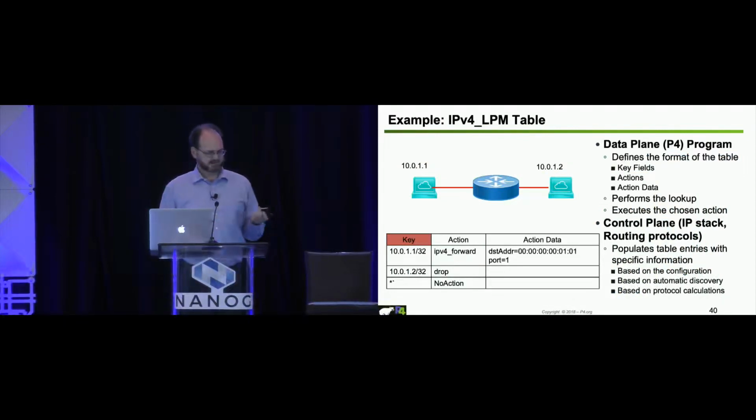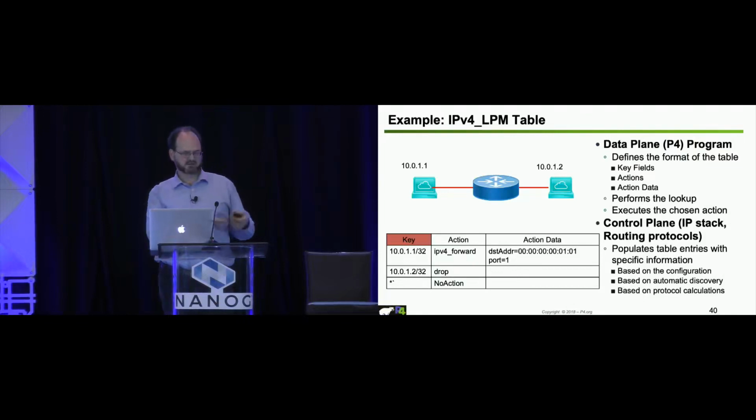All right, so one example that may be familiar. If you want an IPv4 longest prefix match table, no VLANs here, just IPv4 destination address lookup only, you would specify a key, which would be the IPv4 destination address. You'd say it's a longest prefix match type, not exact. And let's say you had actions like forward the packet to this output port with this destination MAC address, or drop, or nothing.